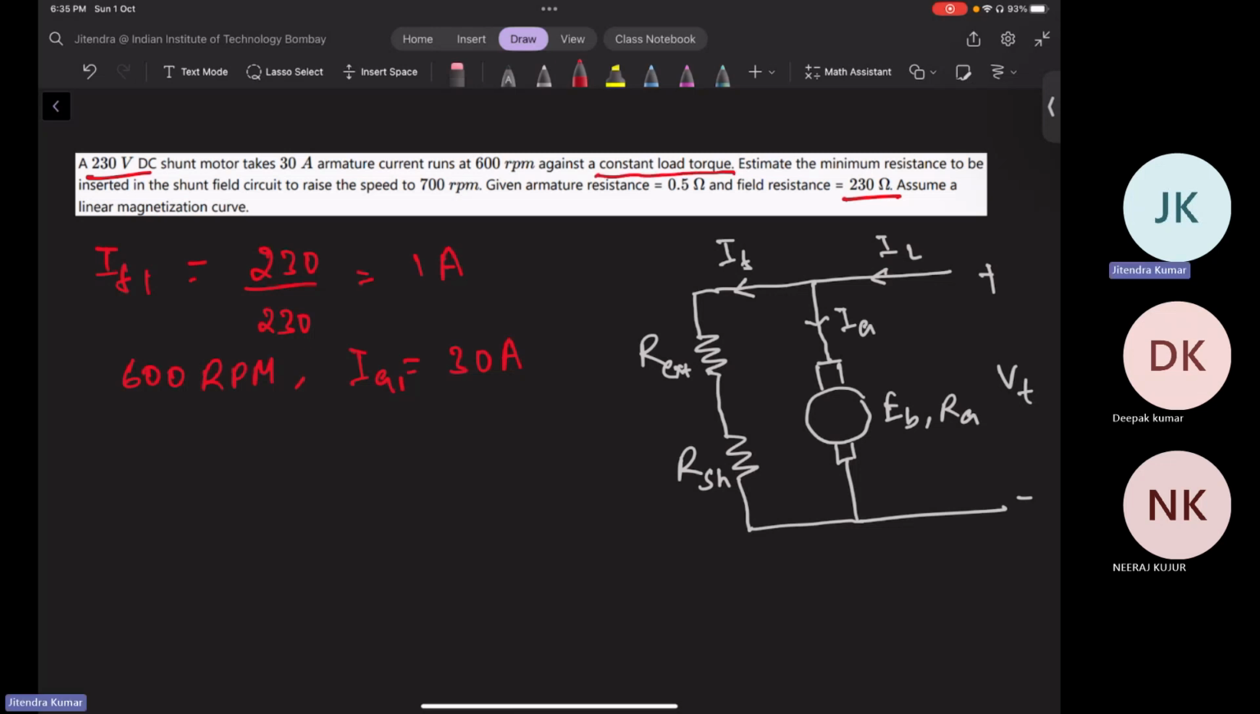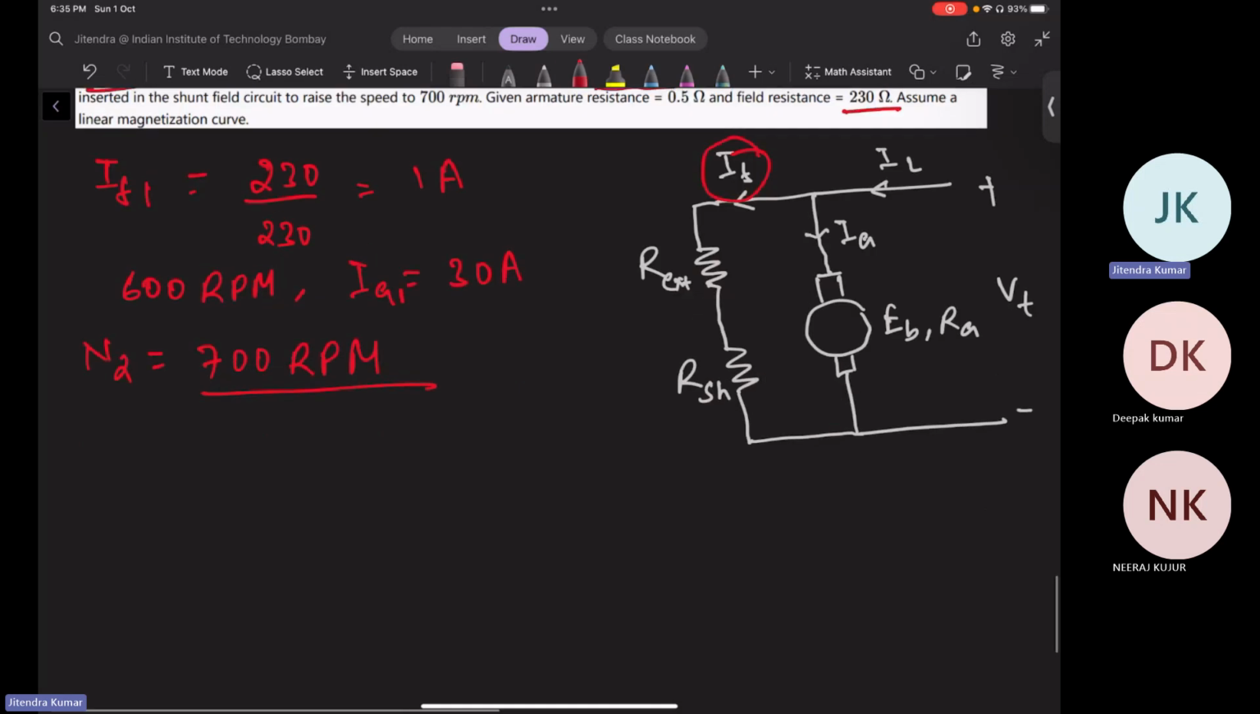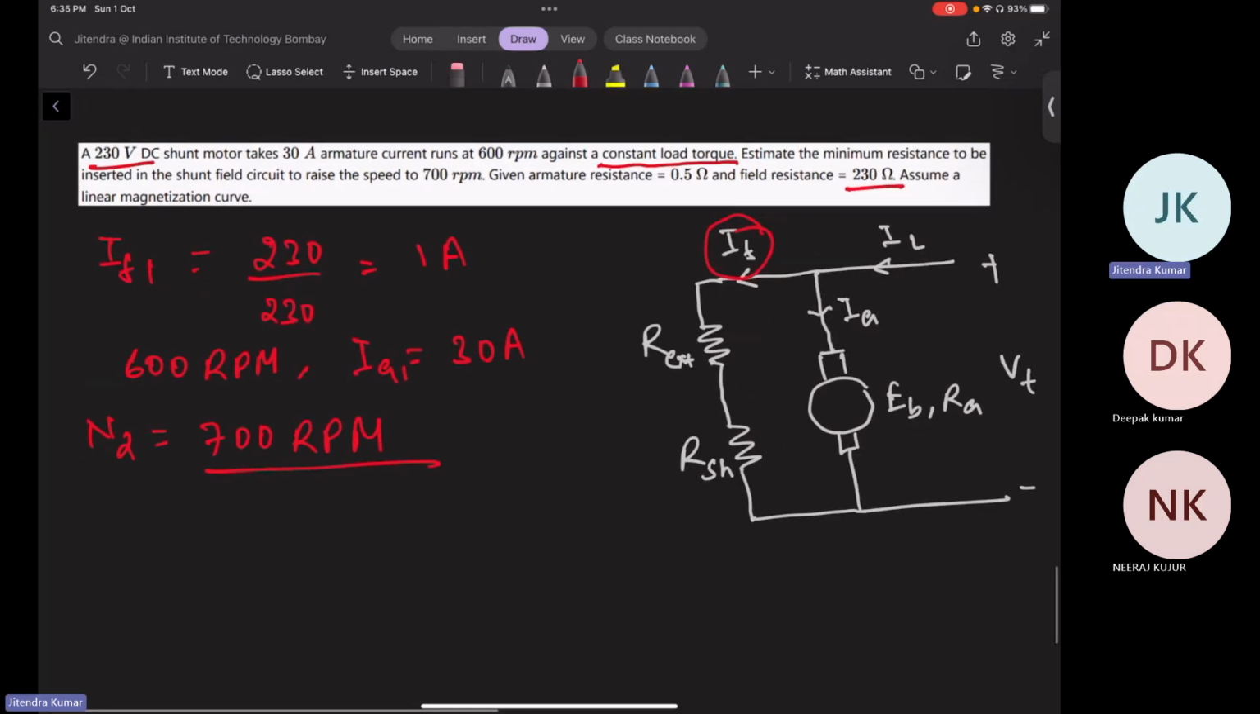Now, the minimum resistance needs to be inserted in the circuit so that N2 will be 700 rpm. So it means your rated speed was 600 rpm. Now you have to increase the speed, so you have to operate in the field weakening region. By how much factor should you reduce your field current? And that resistance should be the minimum resistance. So what should be your approach? How do you proceed with this particular problem?